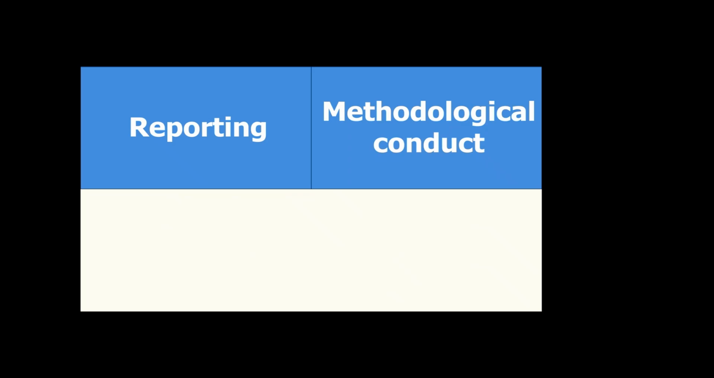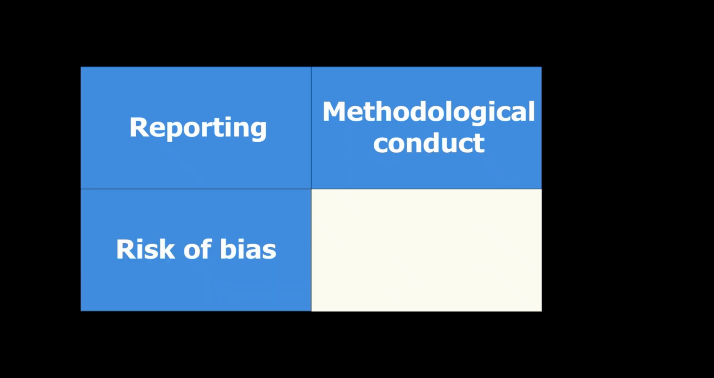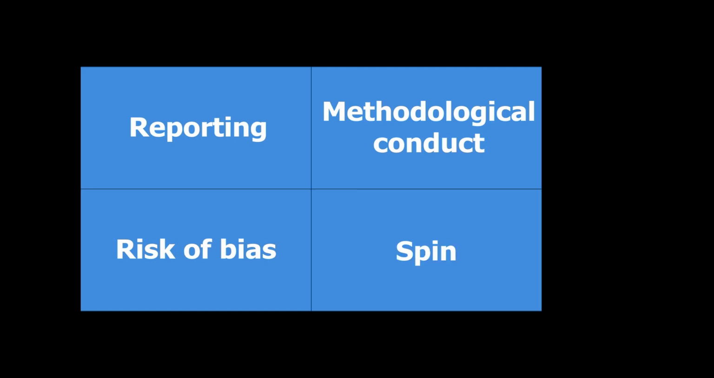Together, what we were looking at to evaluate was the reporting quality of these studies, the methodological conduct of these studies and the quality there. We looked at the risk of bias of these studies as well, and also evaluated spin, which is kind of like an overinterpretation of findings, which I'll talk a bit more about in a minute. So we looked at these 4 dimensions of the studies in a systematic review, and we wanted to evaluate each of these components.